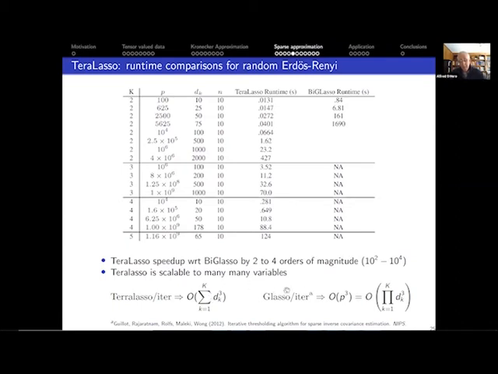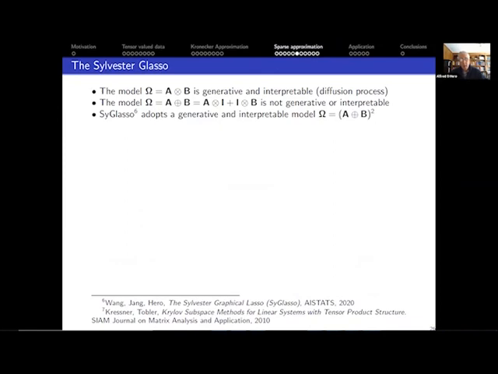The speedup can be mathematically characterized in terms of a product of dimensions, which is the standard G-lasso cost per iteration, whereas we have a sum of dimensions cost for the Tera lasso because of this Kronecker sum approximation.